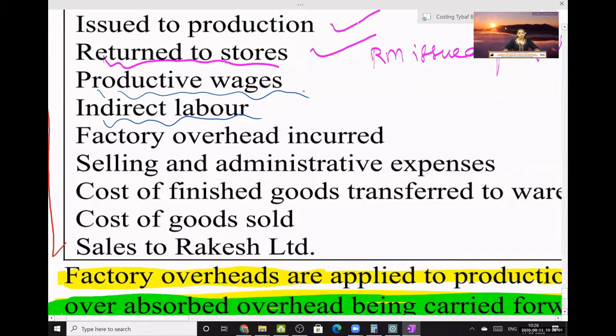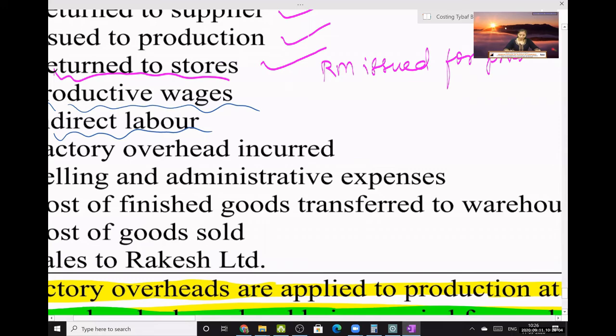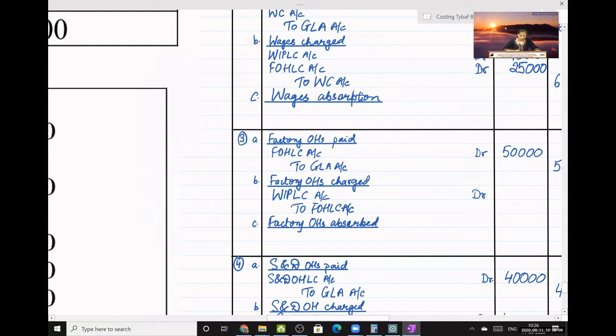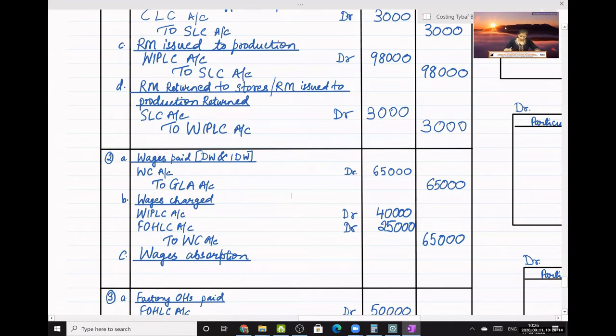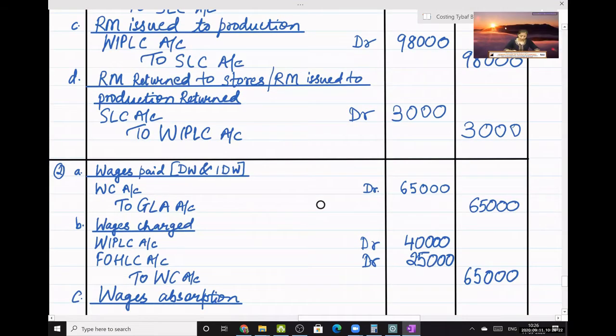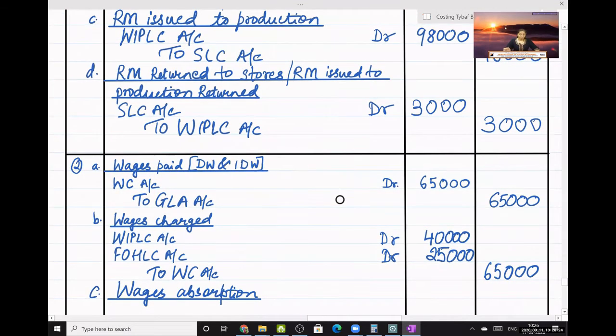I have taught you the rule: pay, charge, absorption. So let us go with that. We will first pay it, then charge it, and then absorb it. Okay. So right now, journal entry number 2, A. Direct wages paid. Wages paid, direct plus indirect, दोनों. We change this word GLA to CLC करते हैं. Sorry, wage control to CLC.